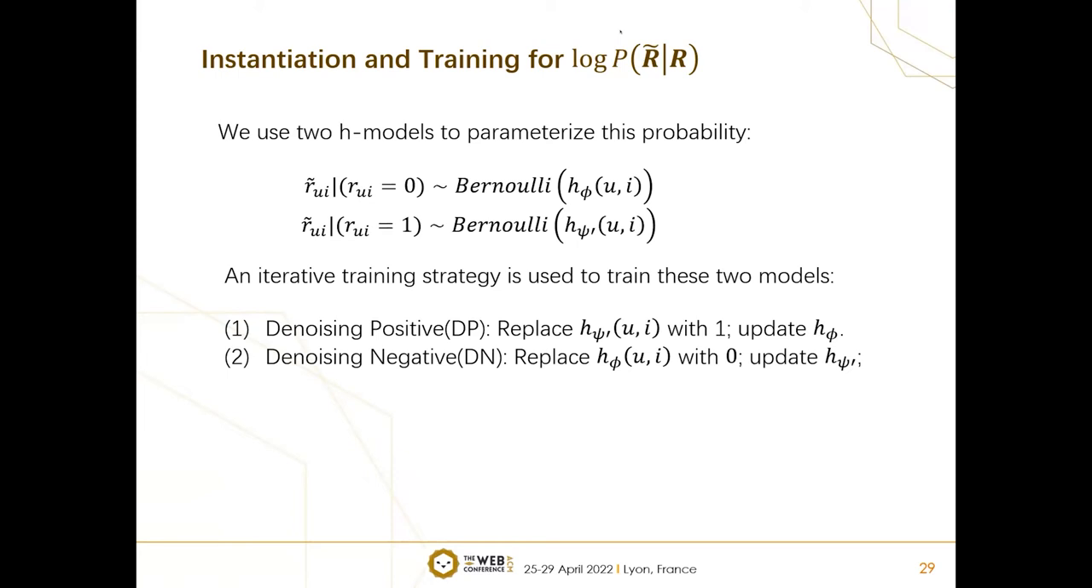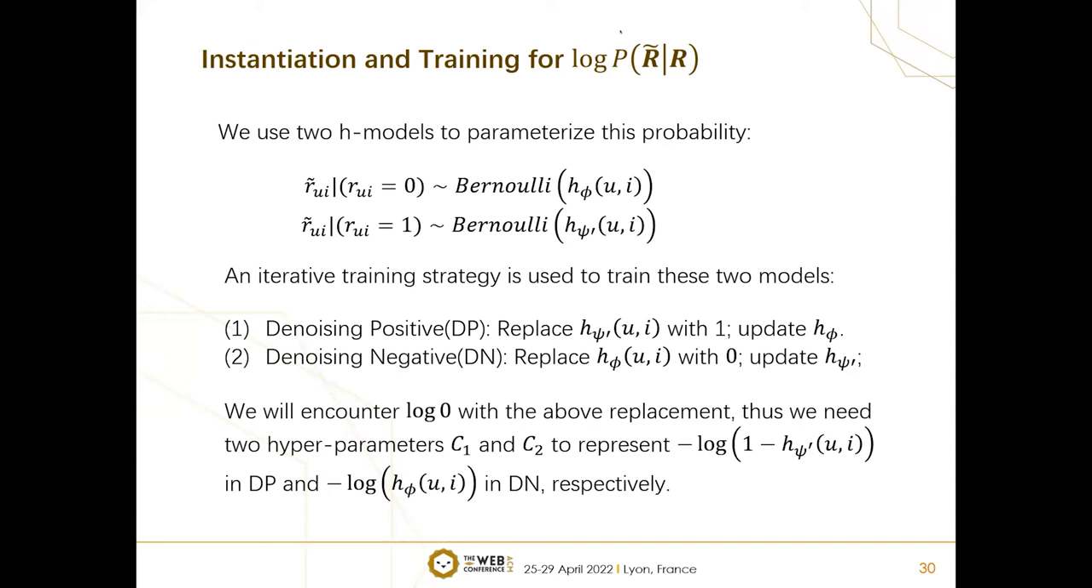So as a result, we separate the training process into two parts, denoising positive and denoising negative. In denoising positive, we will replace H psi prime u i with 1, and we will only update H phi. And in denoising negative, we will replace H phi u i with 0 and then update H psi prime only. As you can see here, if we do these two replacements at the same time, then we are assuming i u i tilde equals i u i, which will be equal to normal training. So this means we will fix half of the training to be normal training and then denoise the other half in each step. We will use these strategies DP and DN iteratively.